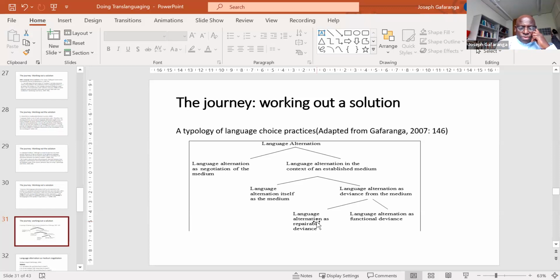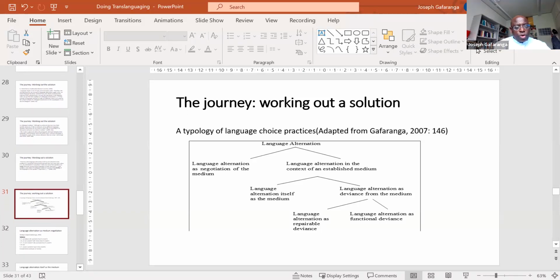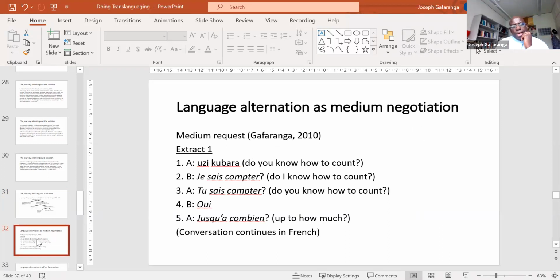And to make this even clearer, I will now move into some examples of each of these, and when I comment on each, I'll be showing why we cannot see this as a free alternation, as languages being deployed freely, or as there not being any boundary between the languages or whatever people are using. The first example is what I've described as medium request. It's a type of medium negotiation. I've called it medium request for a reason I cannot go through here.